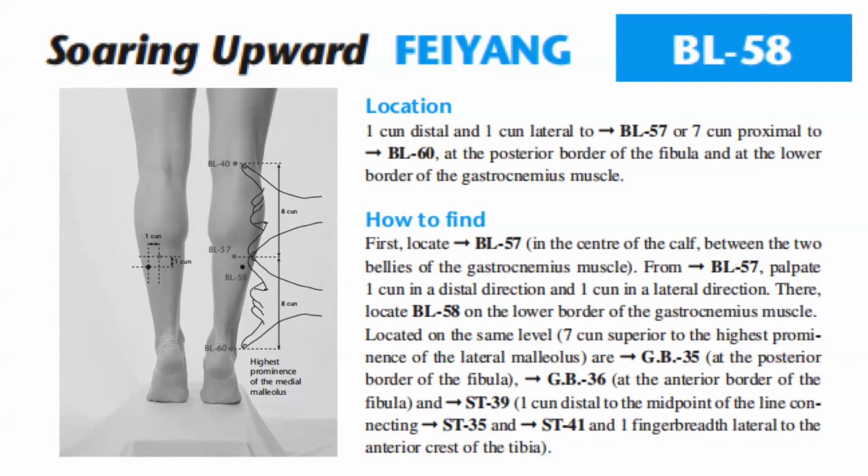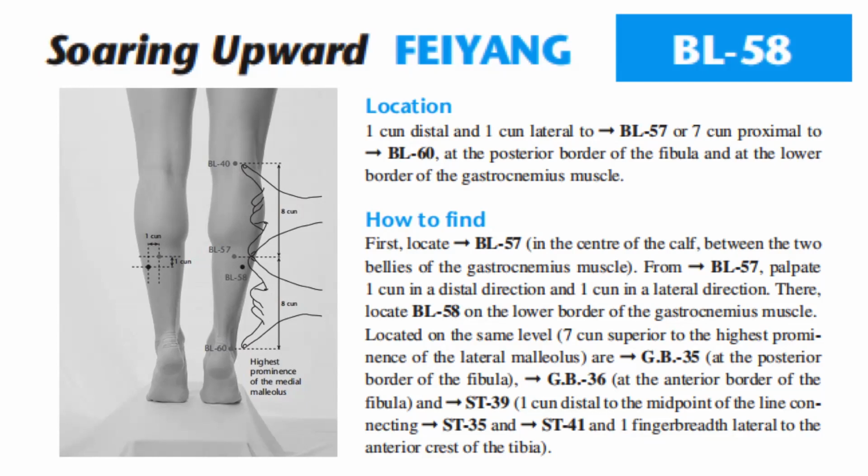How to find bladder 58? First, locate bladder 57 in the center of the calf between the 2 bellies of the gastrocnemius muscle. From bladder 57, palpate 1 tune in the distal direction and 1 tune in the lateral direction. There, locate bladder 58 on the lower border of the gastrocnemius muscle.